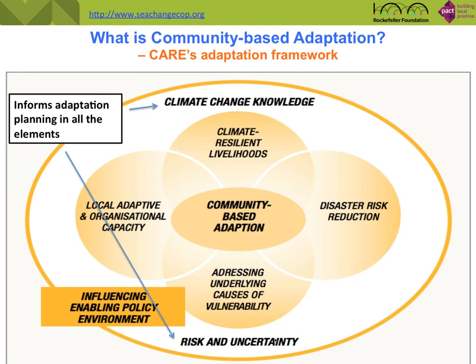CARE argues that four key elements are required for successful adaptation at the community level. Each of these should be informed by climate analysis, climate risks, and the national policy context. These are essentially the key elements that would separate what we call a climate adaptation program from a standard development program. So the four elements for successful adaptation are, one, promotion of climate resilient livelihood strategies.